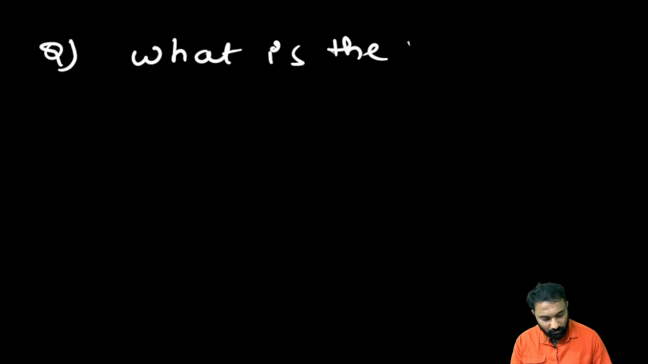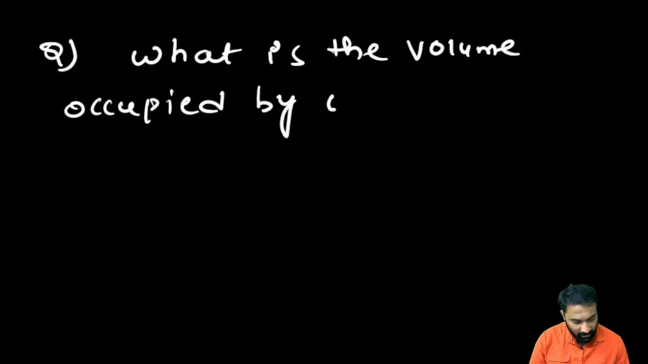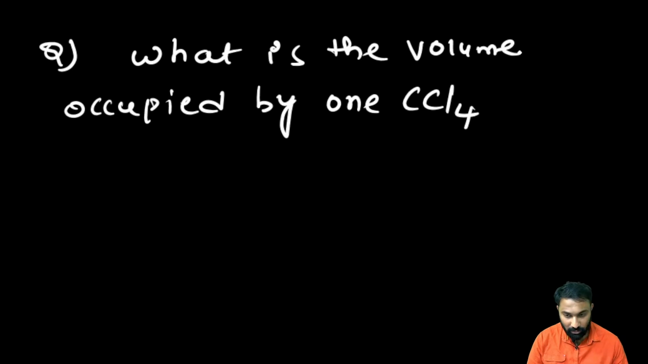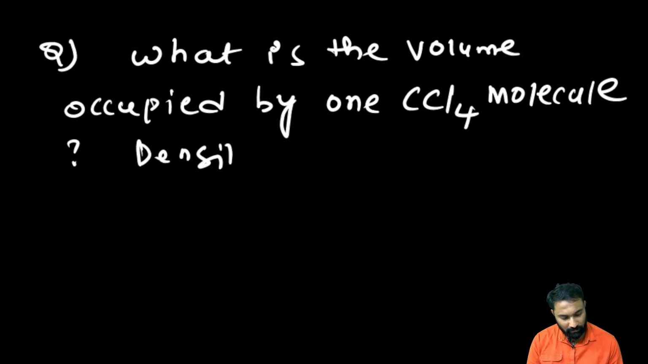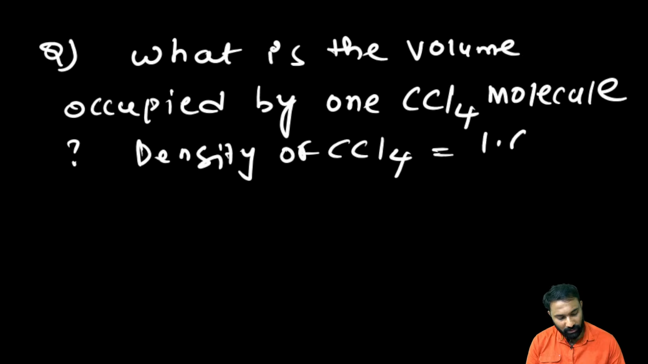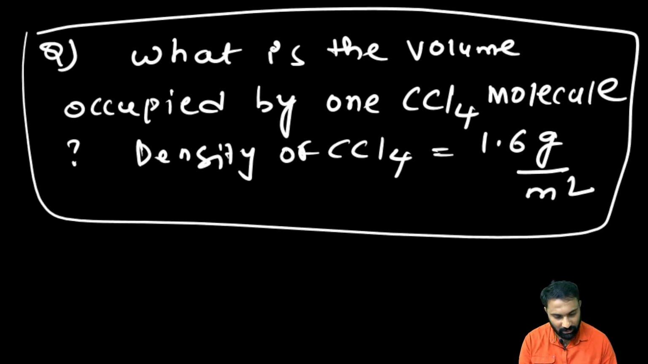What is the volume occupied by 1 CCl4 molecule? The density of CCl4 is 1.6 gram per ml. Now this is the question. What is the answer? You have to say it in the comment section. What answer did you get? You have to say it in the comment section.